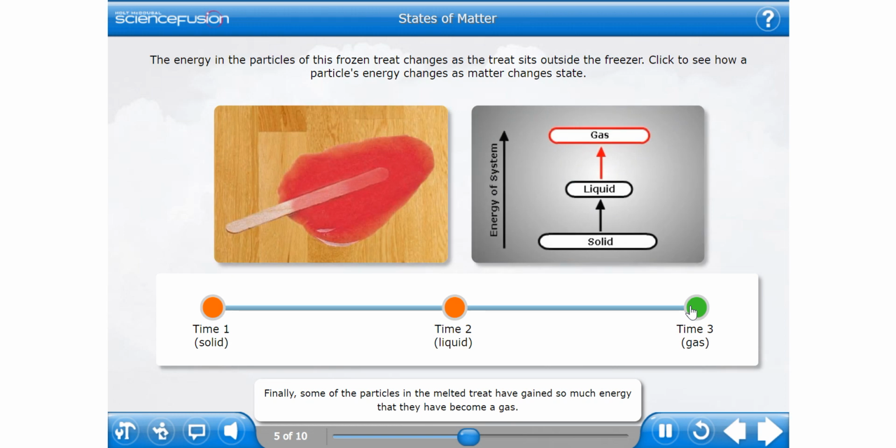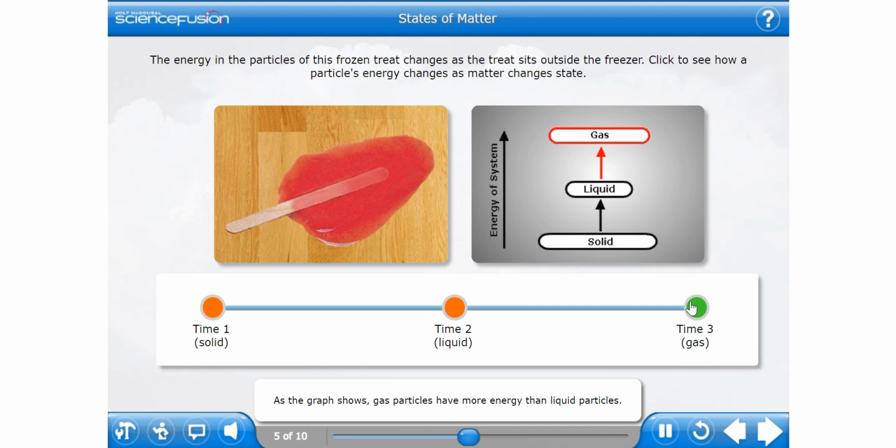Finally, some of the particles in the melted treat have gained so much energy that they have become a gas. Some of the treat has evaporated. As the graph shows, gas particles have more energy than liquid particles.